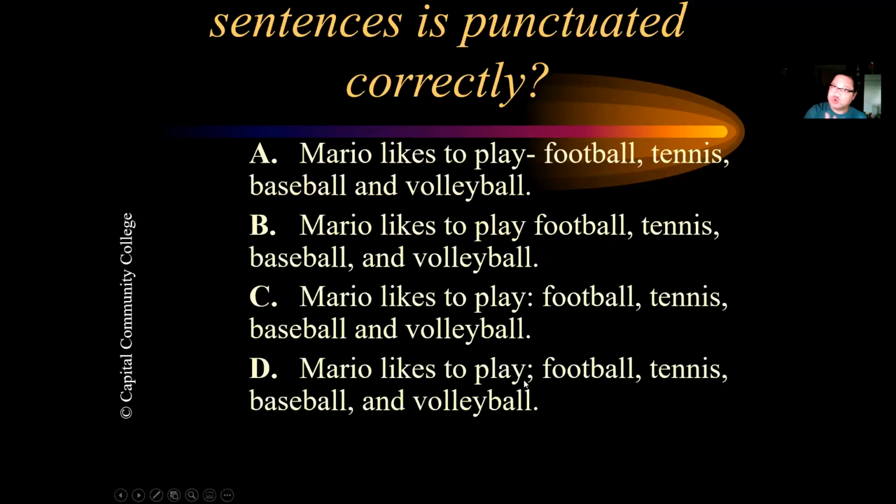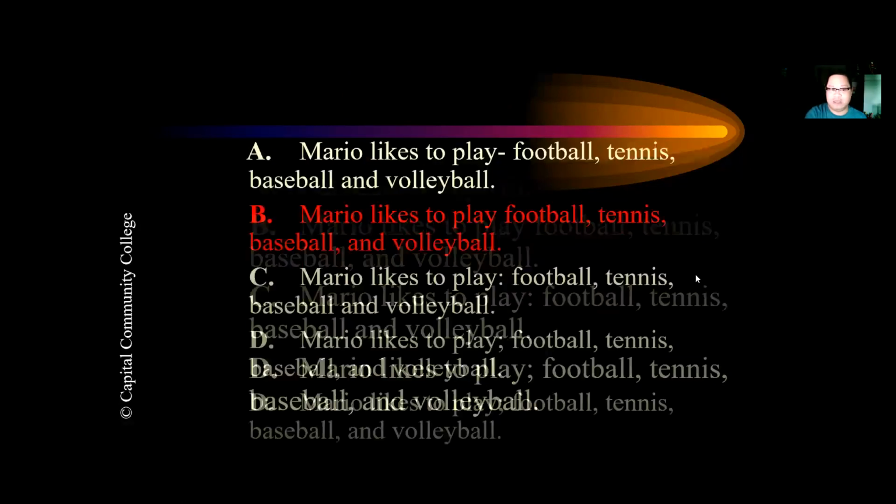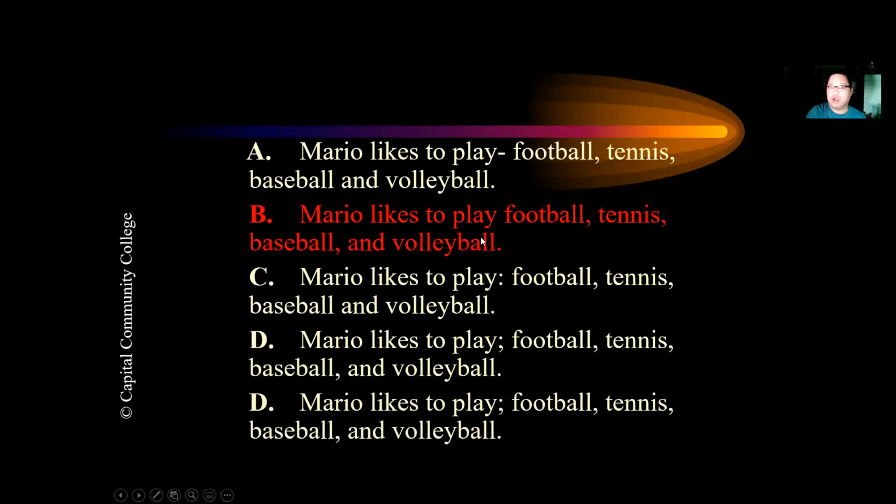Are we combining two sentences? Do you see two sentences right here? The first sentence, Mario likes to play. That's one sentence. Then the next sentence, football, tennis, baseball, and volleyball. It's not a complete sentence. So therefore, A, C, and D are incorrect. So the answer is letter B. Okay, you are enumerating using a comma. Football, tennis, baseball, comma, and volleyball.